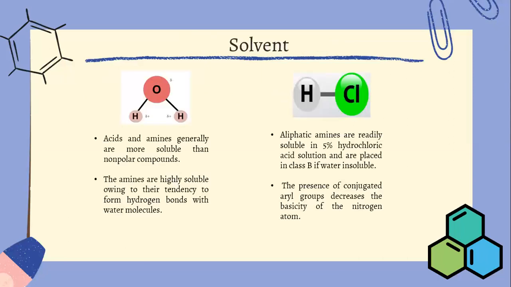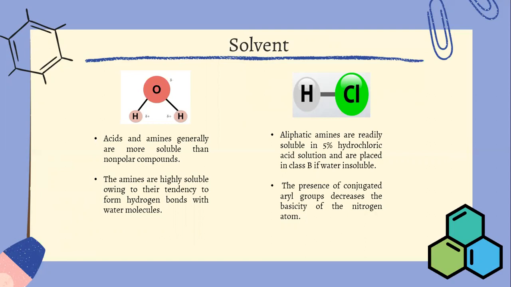In the experiment, there will be 5 solvents that will be used. First is the universal solvent, which is water. Acids and amines generally are more soluble than nonpolar compounds. This is consistent with the fact that the solubility of amines decreases as the basicity decreases. The amines are highly soluble owing to their tendency to form hydrogen bonds with water molecules.